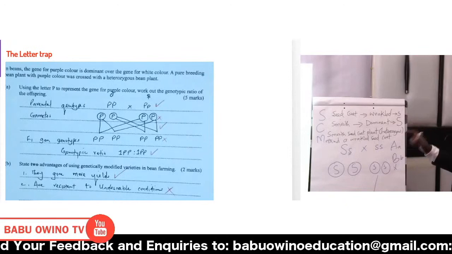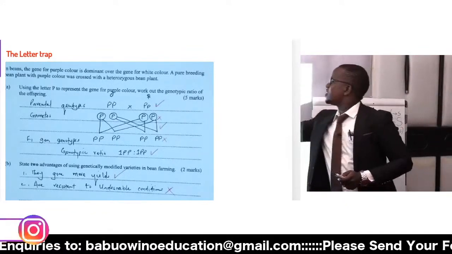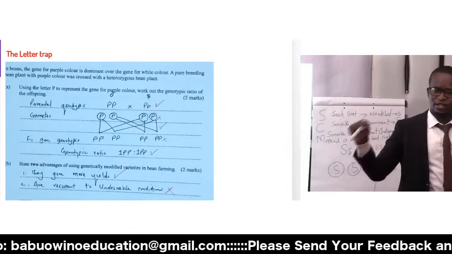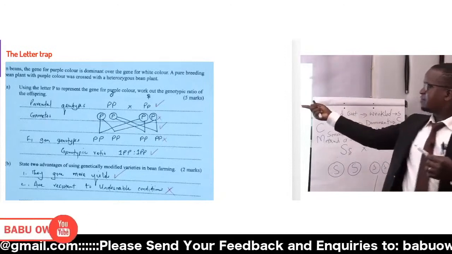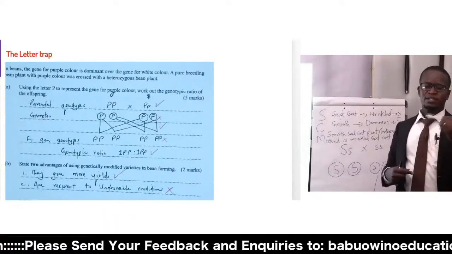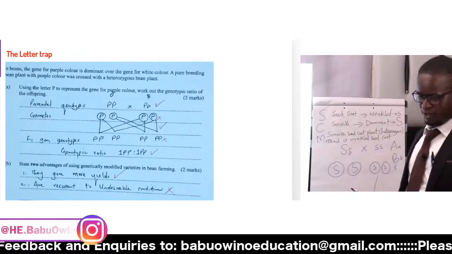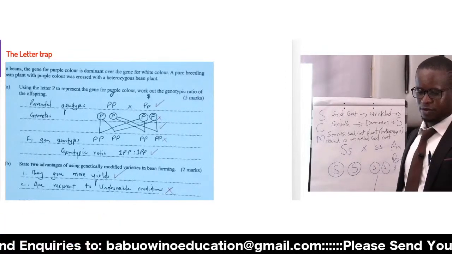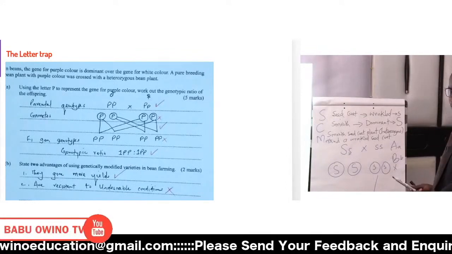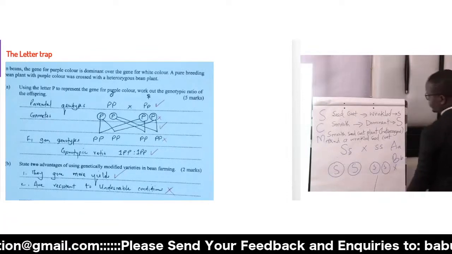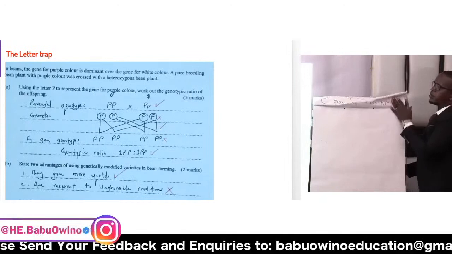But let's look at the gametes level now. If we come down to the gametes level, you find that between the two letters, you cannot tell which one is a small letter. This is a student who has been lost by the letters. So there's always need for you to be very, very keen when dealing with the letters that have been presented to you for use. But it's always very important to ensure that you only use the letters given to you by NEC. Do not use your own letters.